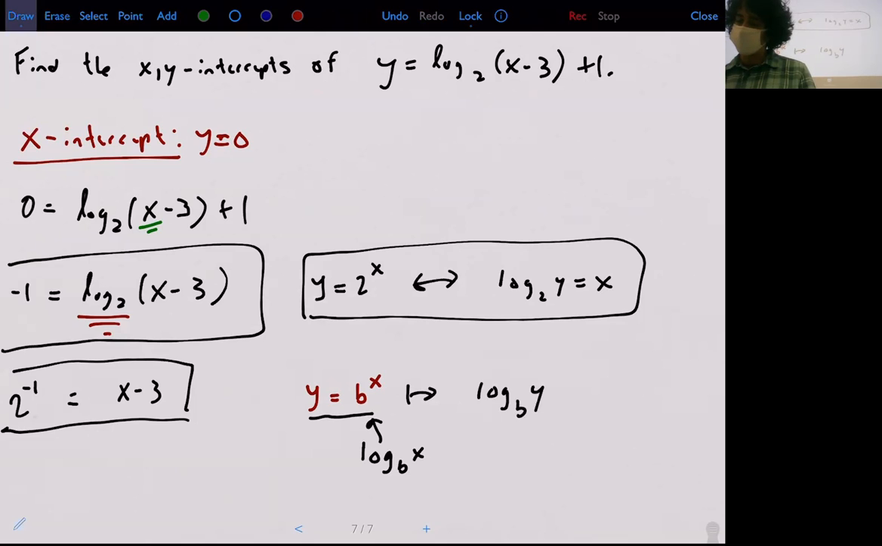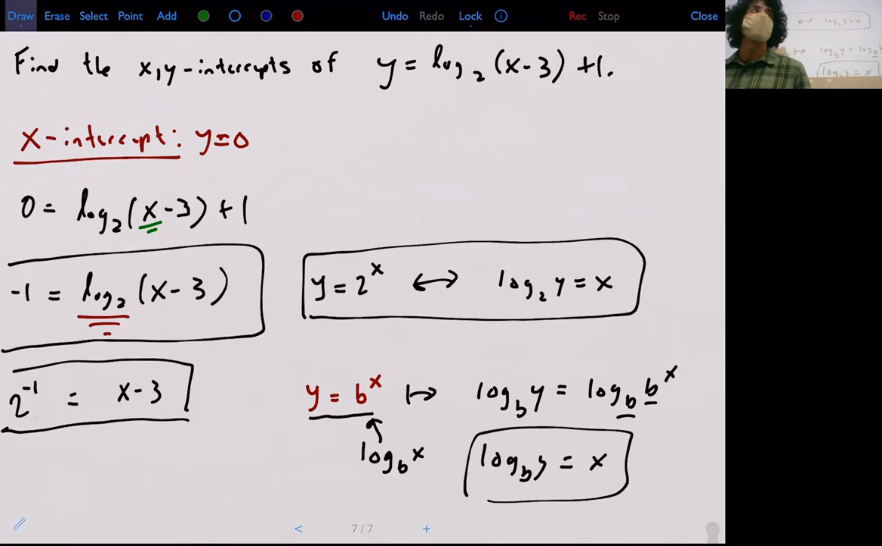Then this is going to give us the log base b of y is equal to the log base b of b raised to the x. Now, this b here and this b here cancel out since this is a logarithm, and this gives us the log base b of y is equal to x. So you could think about this as a definition, or another way is to apply the logarithm base b to both sides and cancel this exponential out. Either way works.